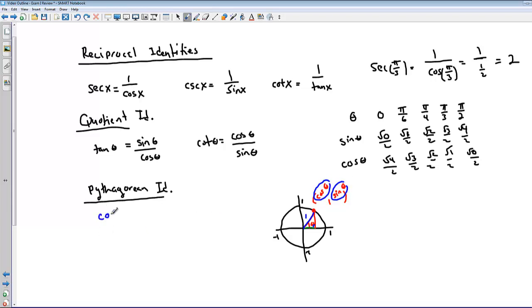So that's called the Pythagorean identity, because you use the Pythagorean theorem to create it. So cosine squared theta plus sine squared theta is equal to 1. Now from this you get the other two identities.